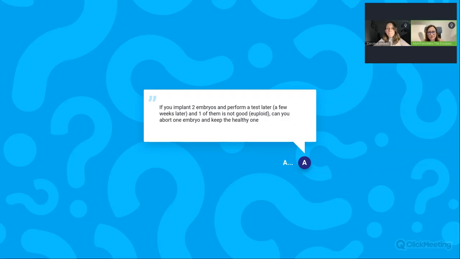Again, very difficult question to answer for me. The medical team will be able to approach it much better than I do. I suppose it's difficult to know which embryo is the healthy one at first, and how possible that is. So the medical team will be able to help you much better.